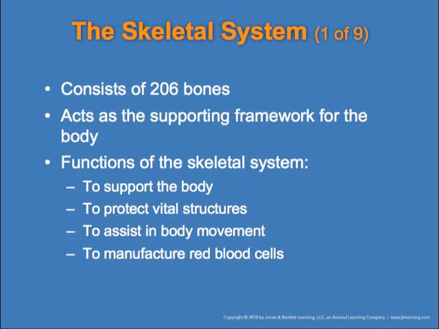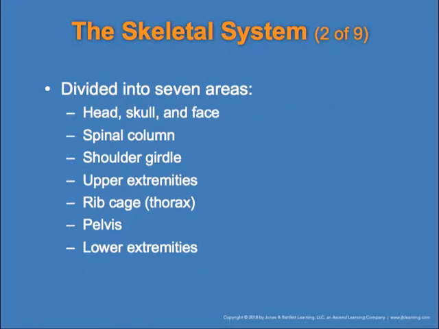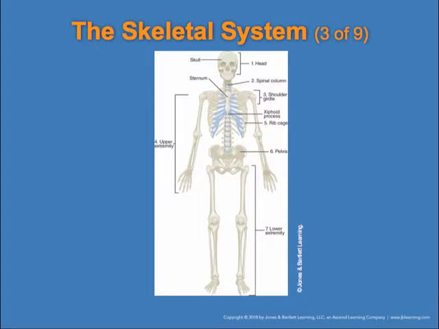The skeletal system consists of 206 bones, right? That's a lot of bones. It acts as the supporting framework for the body. The functions of the skeletal system, right? To support the body, to protect vital structures, to assist in body movement, and to manufacture those important red blood cells. The skeletal system is divided into 7 areas: the head, the skull, the face, the spinal column, the shoulder girdle, the upper extremities, the rib cage, the pelvis, and the lower extremities. All important parts of the skeletal system.